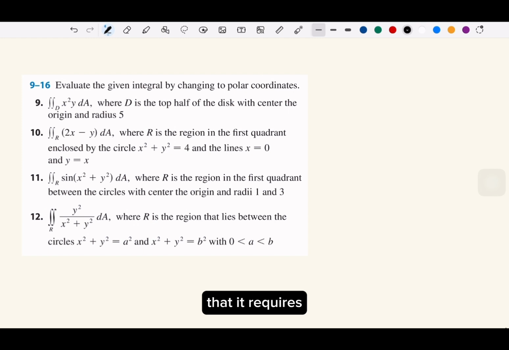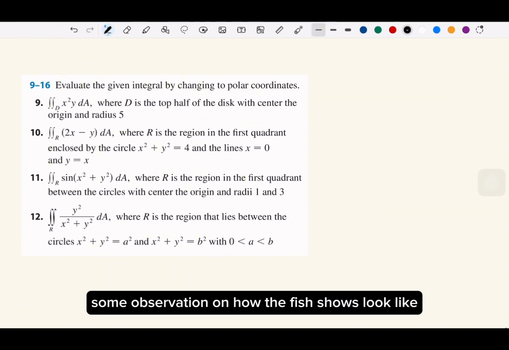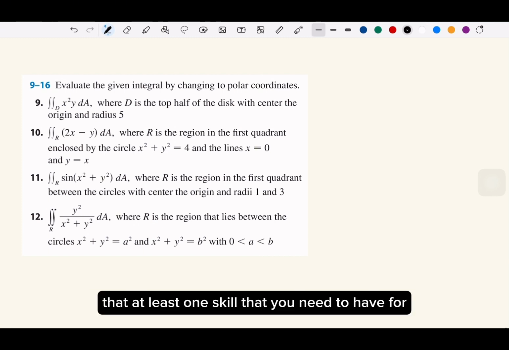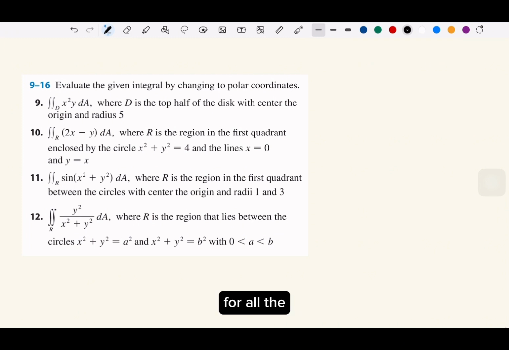It requires some observation on how the visuals look, or how to imagine the curve. That actually is one skill that you need to have for most integrals. Okay, from 9 to 12? 12, okay. Do you want 12?